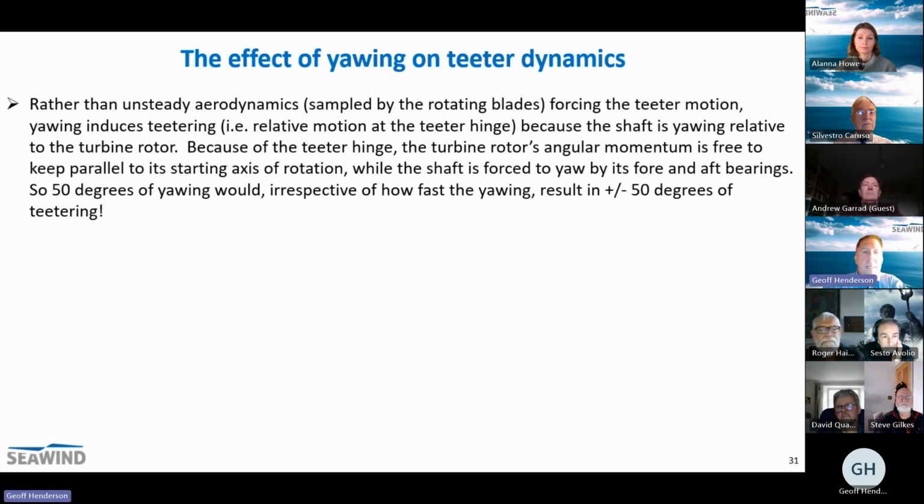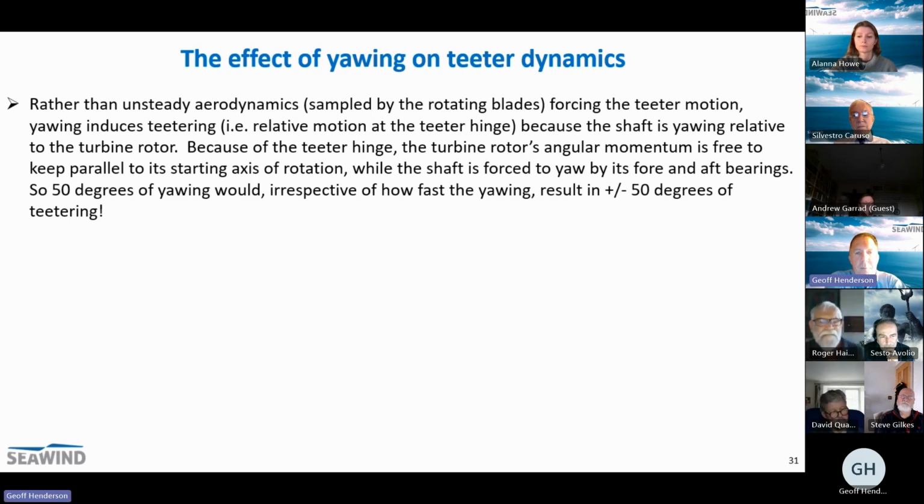So how does that work? Rather than unsteady aerodynamics forcing the teeter motion, yawing induces the teeter to start with, because the shaft is yawing relative to the turbine rotor. And because of the teeter hinge, the turbine rotor's angular momentum is free, or relatively free, to stay parallel to its starting axis of rotation, while the shaft is forced to yaw by its fore and aft bearings.